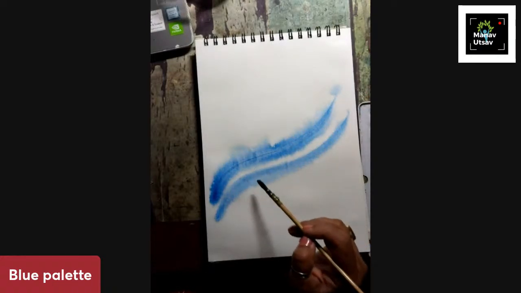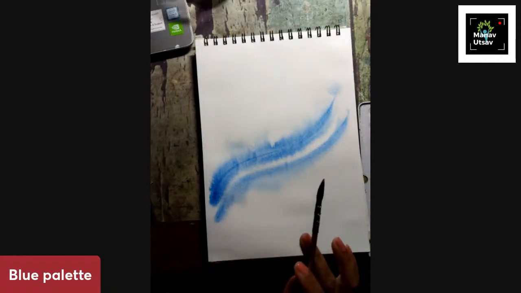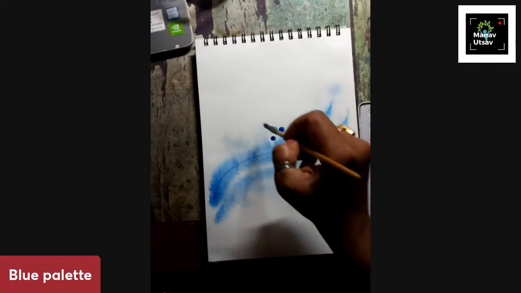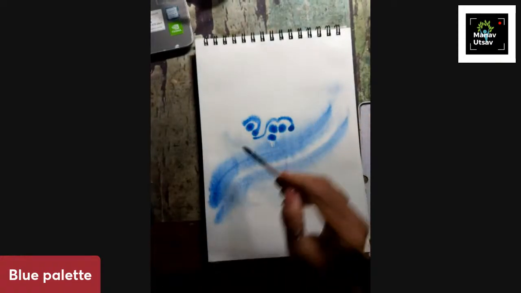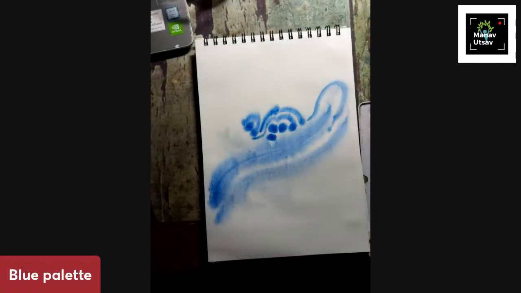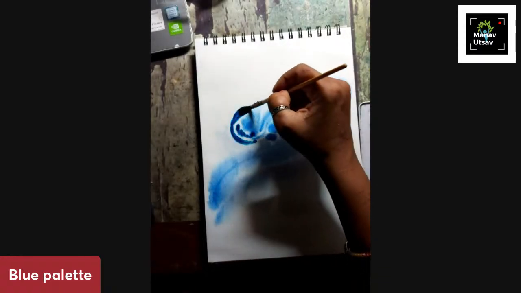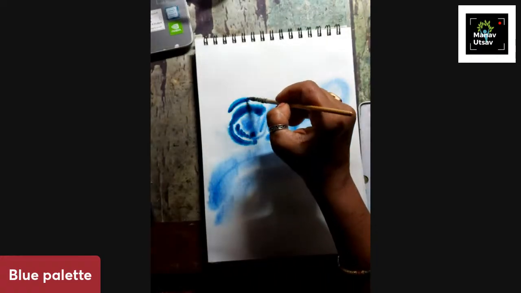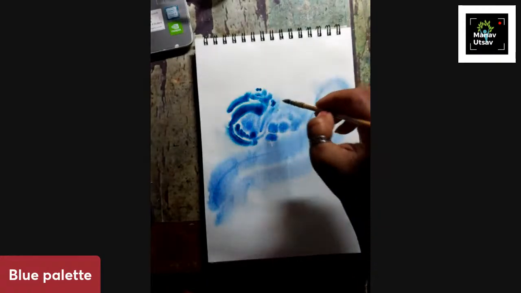See how the color is spreading on the paper. Just wait over here and enjoy it. Each drop you are giving, see how it is spreading on the paper. See, blue is the color of sadness. At the same time, blue is the color of depth. So yes, sadness is also deep.